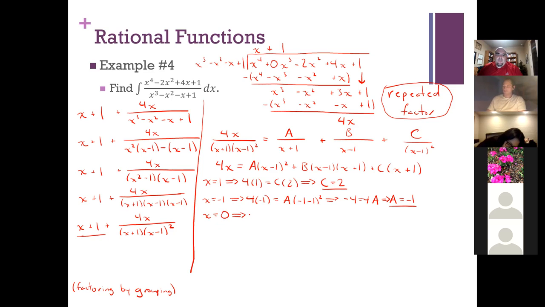If I choose x equals 0, what I get is this. 4 times 0 equals A times 1 plus B times negative 1 plus C times 1. But what I really have is 0 equals negative 1 minus B plus 2. So B should be equal to 1.